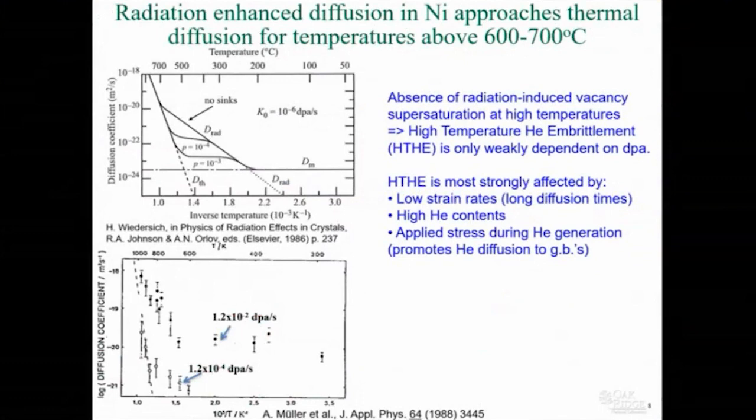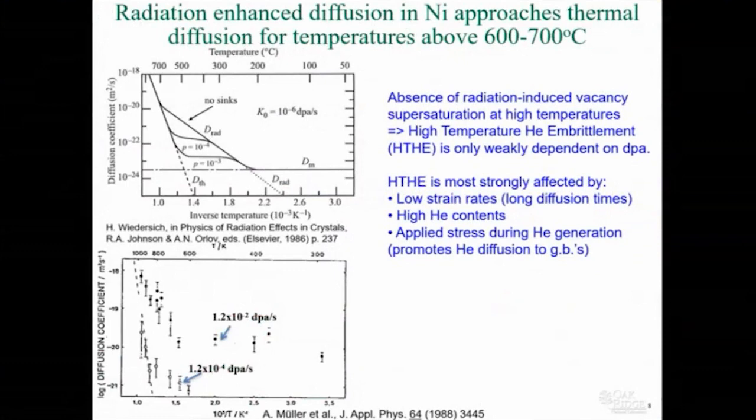And this is plotted versus inverse temperature, so you have to cross your eyes to think about how to do this. So low temperatures on the right, high temperatures on the left in this plot. And so when you get up to temperatures that are of interest for molten salt applications, you see that the radiation-enhanced diffusion coefficient merges into the thermal diffusion coefficient. In other words, the vacancy concentration is the same under irradiation as it is thermally. So there's no radiation displacement damage effect to a large degree at molten salt reactor relevant temperatures.